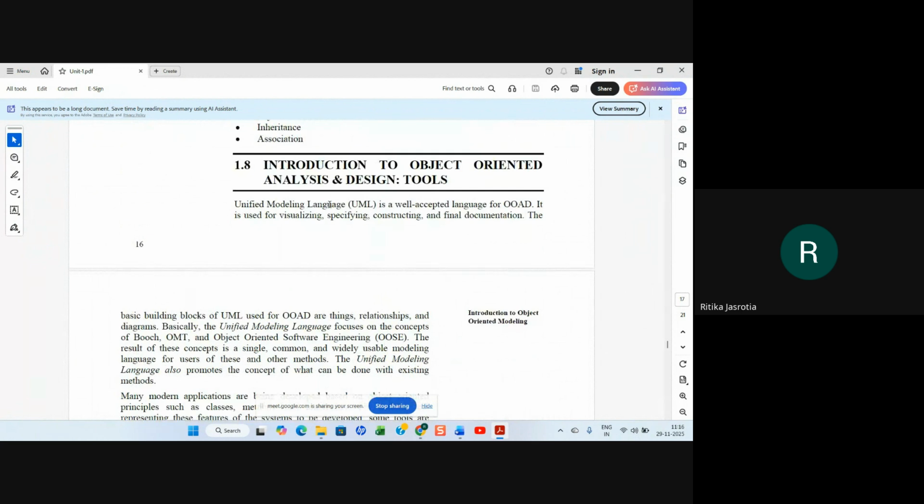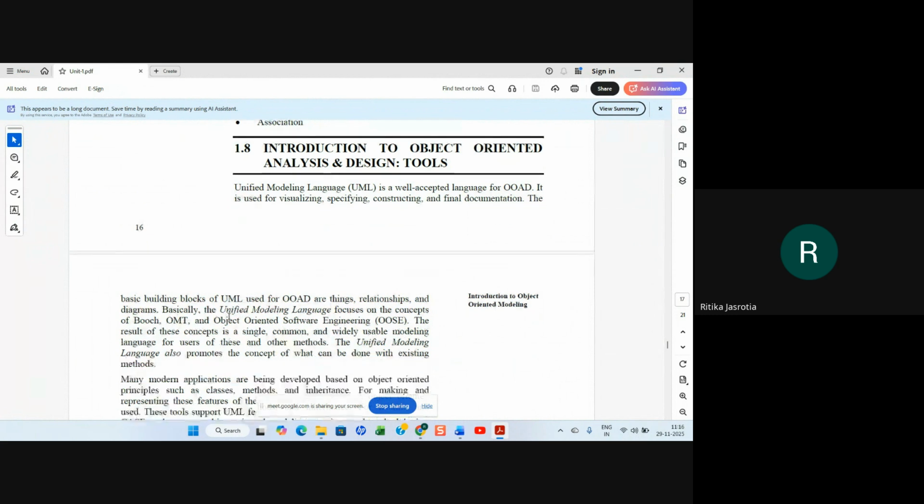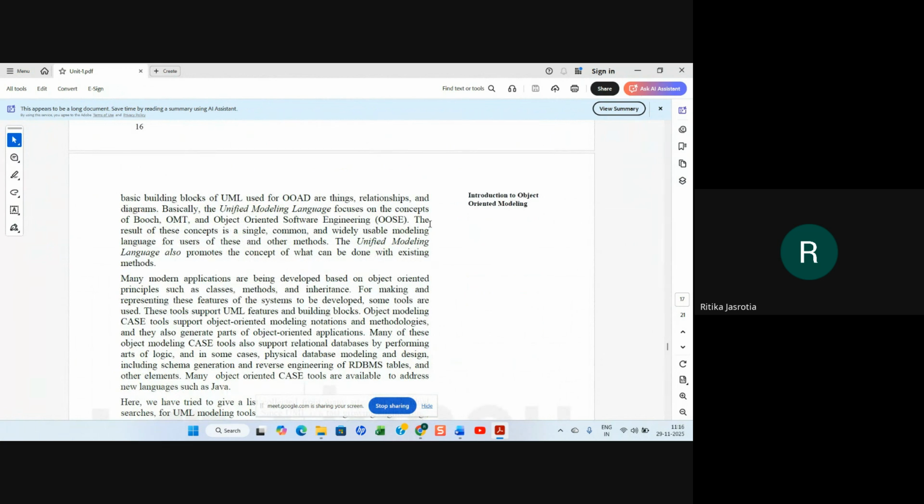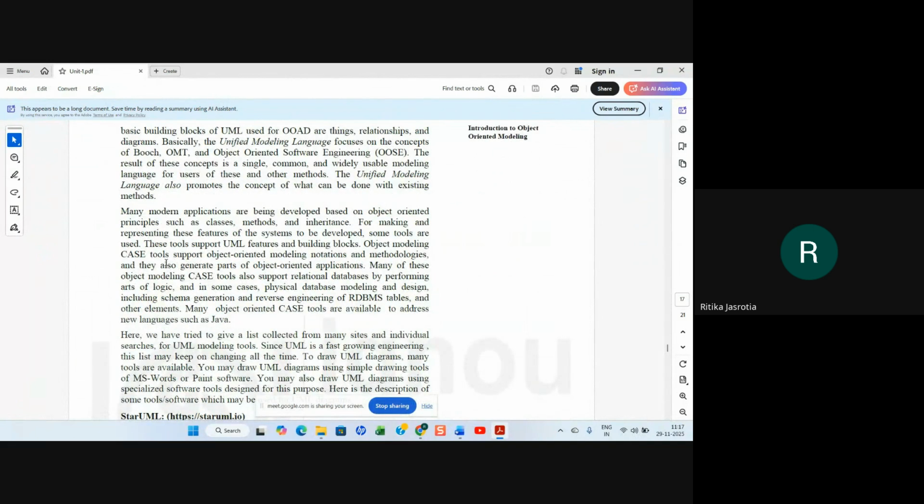So UML, that is Unified Modeling Language, is a well accepted language for OOAD. It is used for visualizing, specifying, constructing, and documentation. The basic building blocks of UML used for OOAD are things, relationships, and diagrams. Basically, Unified Modeling Language focuses on the concepts of BOOCH, OMT, and object-oriented software engineering. The result of these concepts is a single, common, and widely usable modeling language for users of these and other methods. The Unified Modeling Language also promotes the concept of what can be done with existing methods, right? So that is given here.